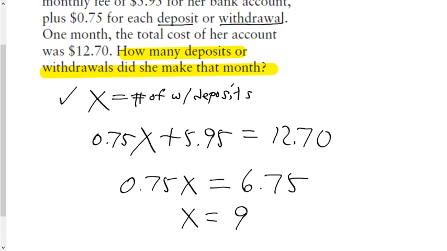So step 1, define your variable. Step 2, make an equation. Step 3, solve your equation. Step 4, therefore, the number of withdrawals or deposits was 9 that month.